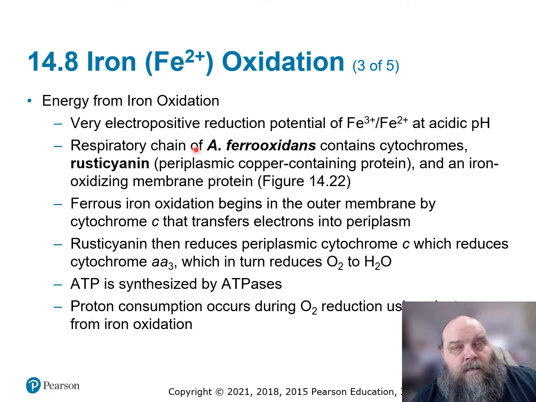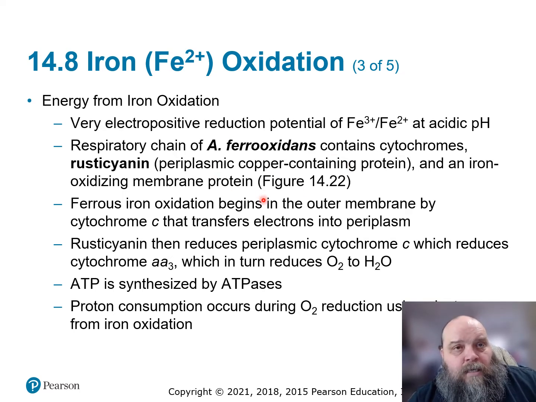When you look at the respiratory chain, remember these are the cytochrome complex proteins that form an electron transport chain that sets up a proton motive force that drives ATP synthase. That's the respiratory chain here. So the bacteria are going to have their own cytochromes containing a protein known as rusticyanin. This is a periplasmic copper-containing protein, meaning it's between the outer and the cytoplasmic membrane in that periplasm. So we're talking gram-negative bacteria.